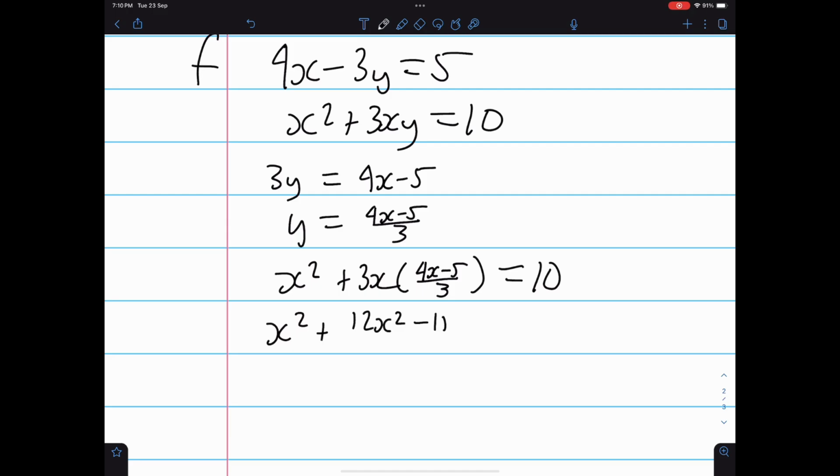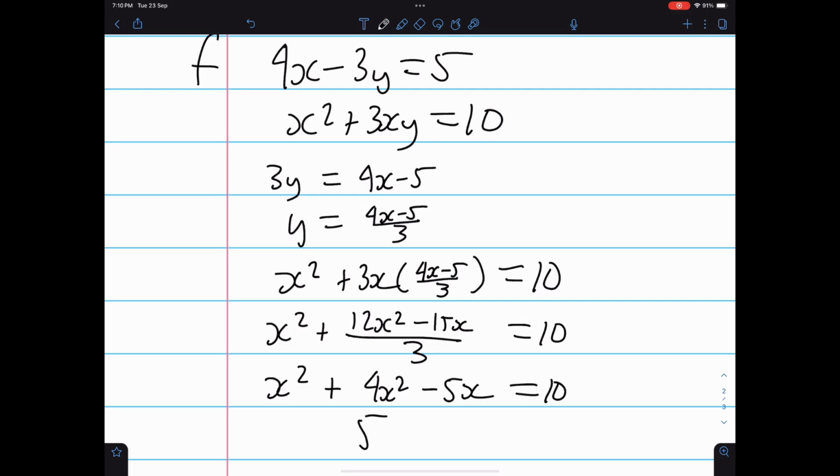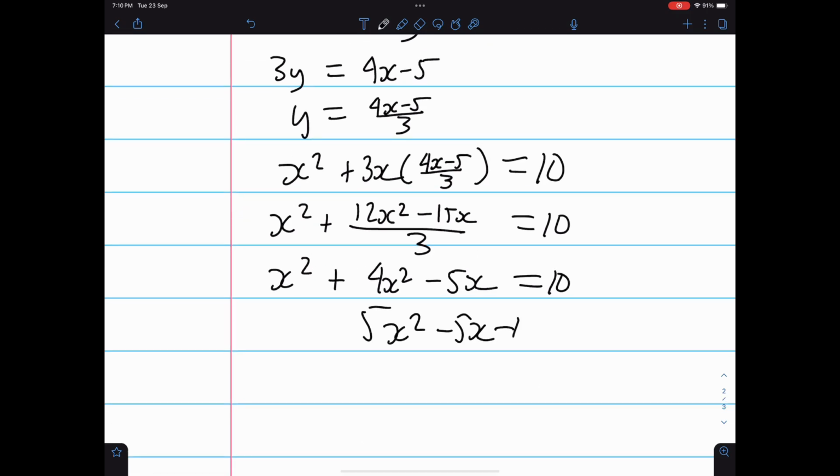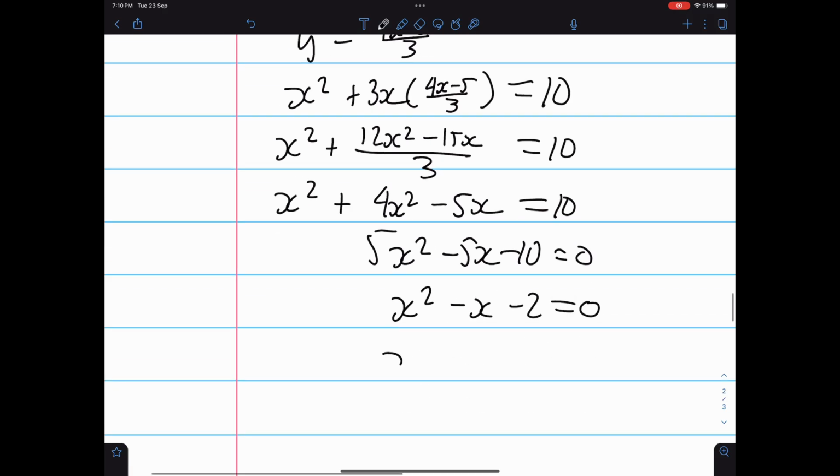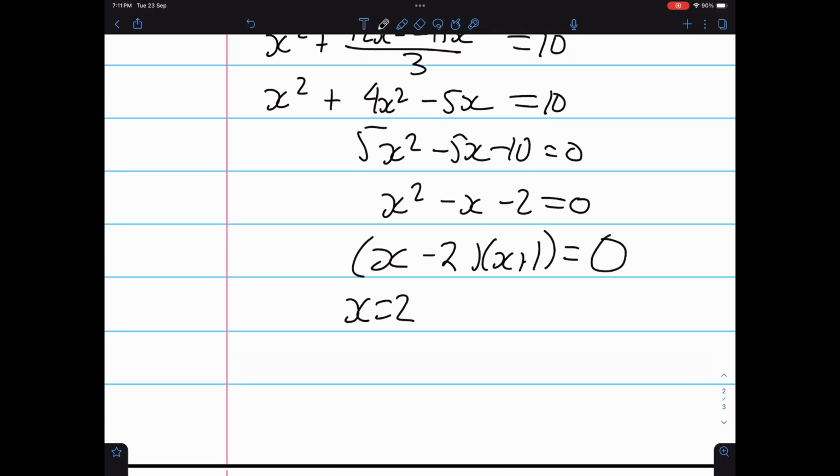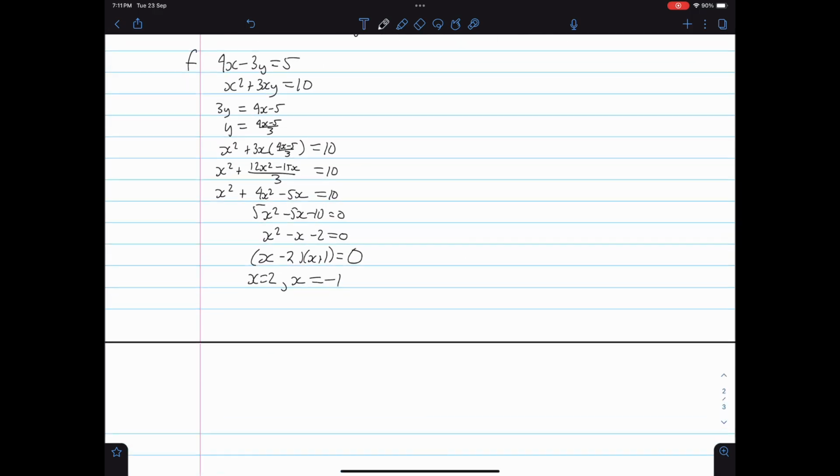12x squared minus 15x over 3 equals 10, and we could factorise that out to make it only a 4x squared minus 5x being equal to 10. 5x squared minus 5x minus 10 equals 0. Divide everything by 5, just make it a bit easier for ourselves. So that'll give us x minus 2, x plus 1 equals 0. So that means x will either equal 2 or x will equal -1.